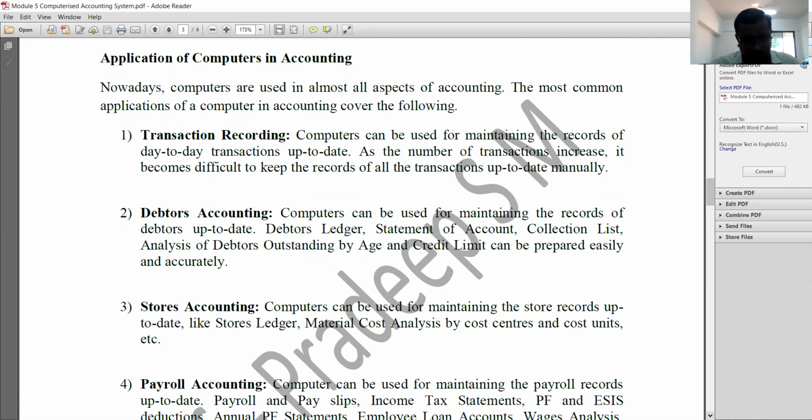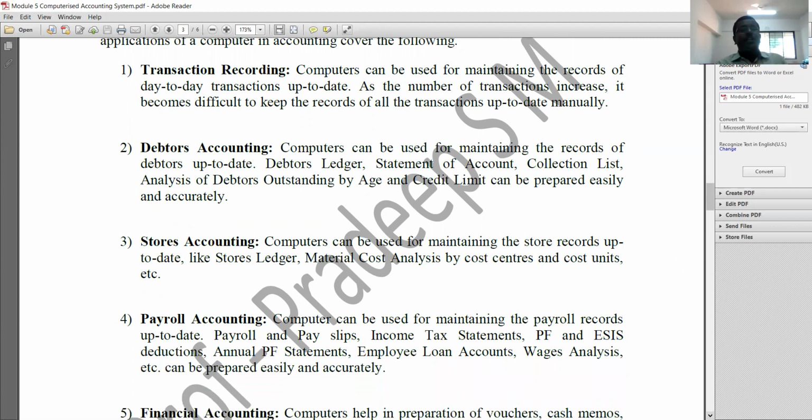See here, the first one is transaction recording. We can use computers to record day-to-day business transactions. Understood? Just as we record day-to-day business transactions in a journal, on an up-to-date basis, we can use computers for recording business transactions. Then the second one is debtors accounting.